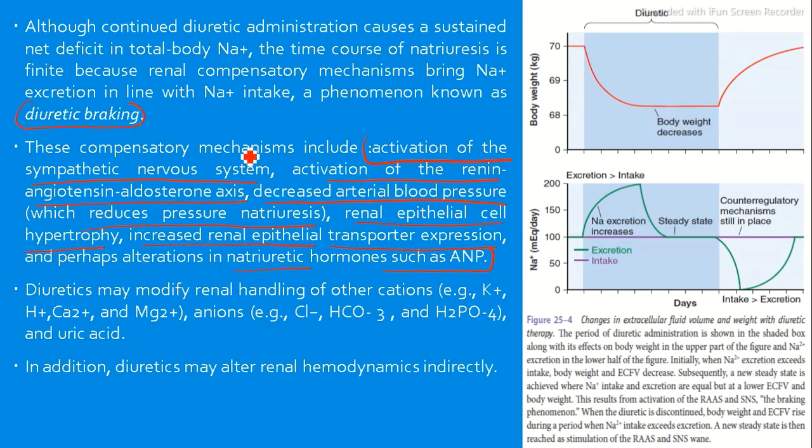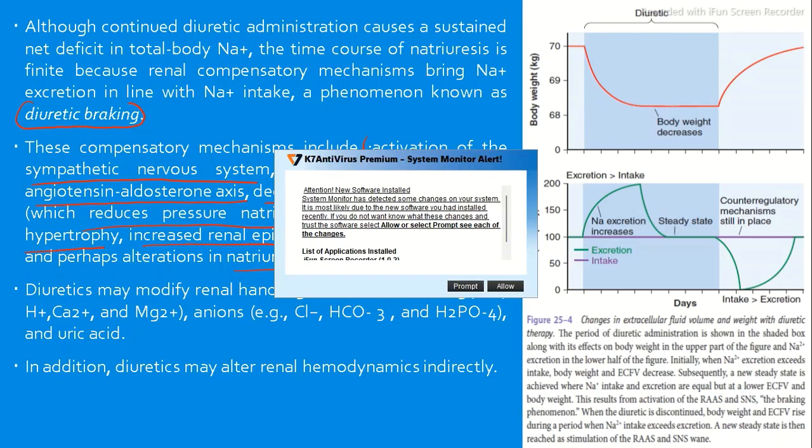Diuretics may modify renal handling of other cations also, for example potassium, hydrogen, calcium, and magnesium. Then anions, we have chloride, bicarbonates, phosphates, and uric acid. In addition, the diuretics also alter the renal hemodynamics, and this action on the renal hemodynamics is an indirect action. Okay, sorry for that.